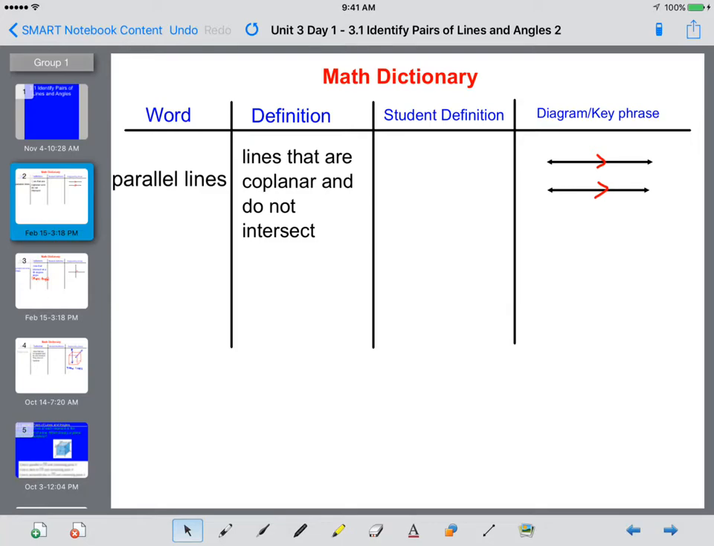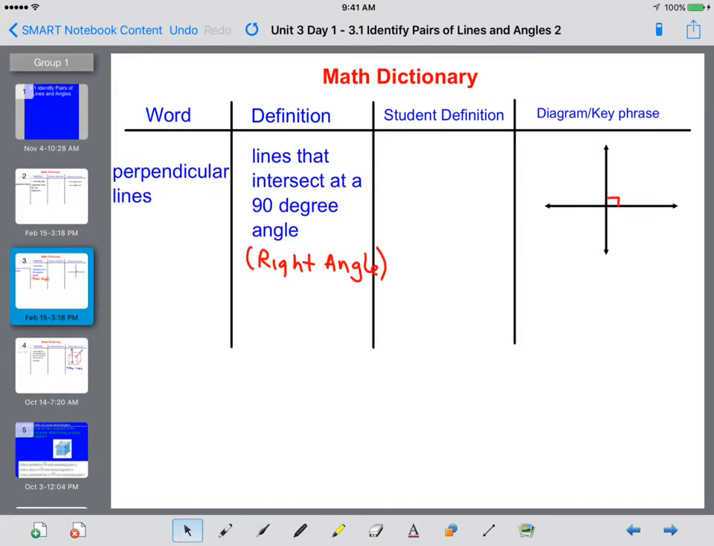Parallel lines. Lines that are coplanar and do not intersect. If you need to pause, I'm going to go through these pretty quickly. If you need to pause, just remember to do so. Perpendicular lines. Lines that intersect at a 90-degree angle.